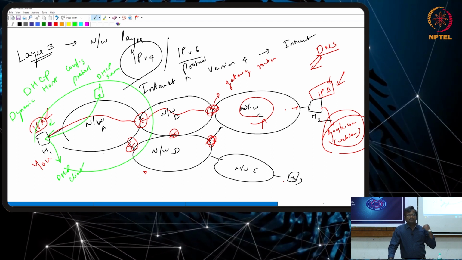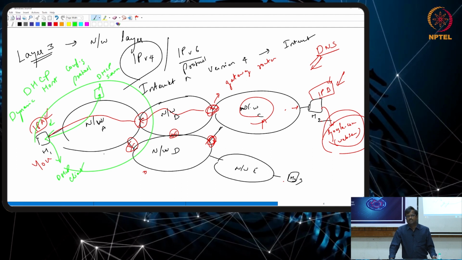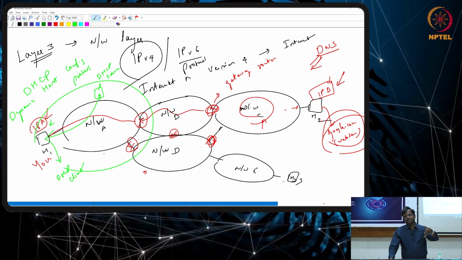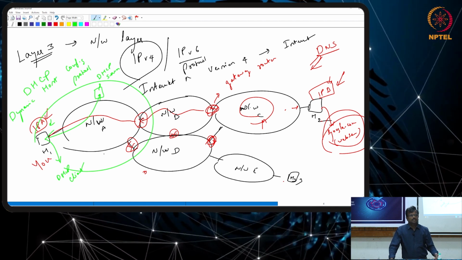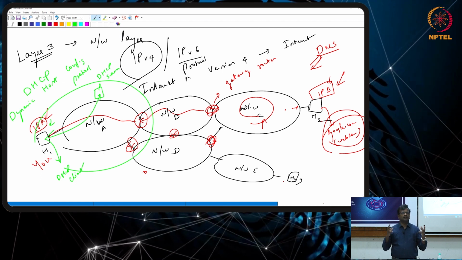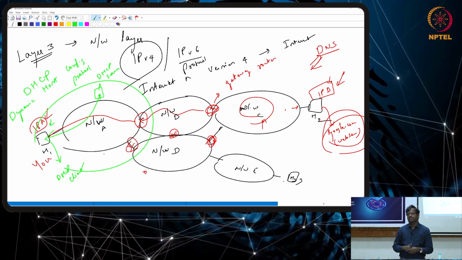Again, the attack surface is that you are broadcasting your packet because you don't know where the DHCP server is. You broadcast a packet asking if there is a DHCP server, please assign me an IP address. If it is a trusted DHCP server, that is fine. You get an IP address because that DHCP server is configured by the network administrator. You get an IP address, use it for transmission.